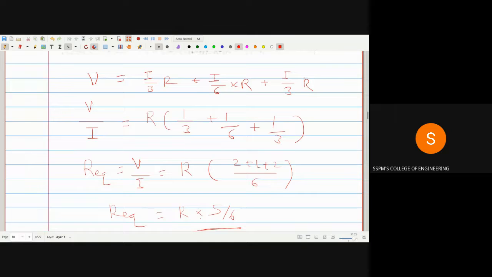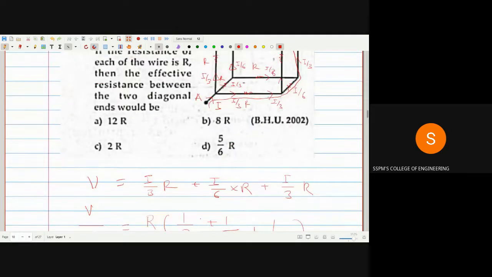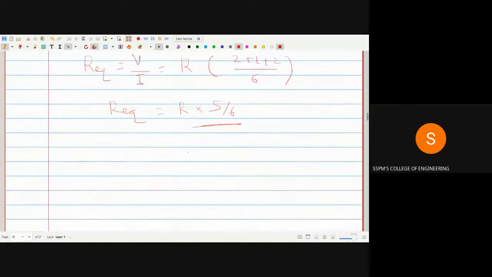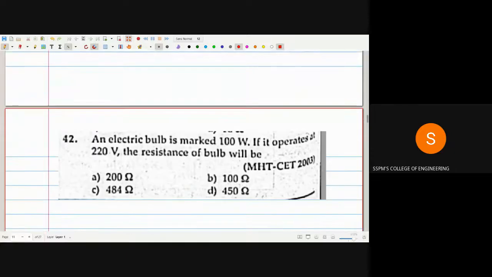Option A ना कुठला बघा R into 5/6 option D. Isn't it? So हे सर्किट किती कॉम्प्लिकेटेड होतं, but how easily we could find the resistance between A and B. केव्हीएल इथं अप्लाय करतो आपण. नेक्स्ट एक्झाम्पल.